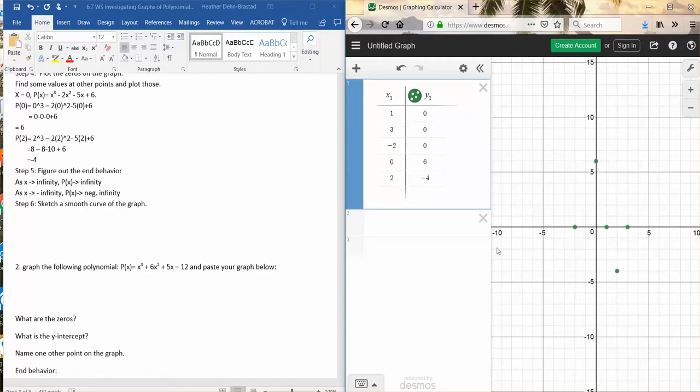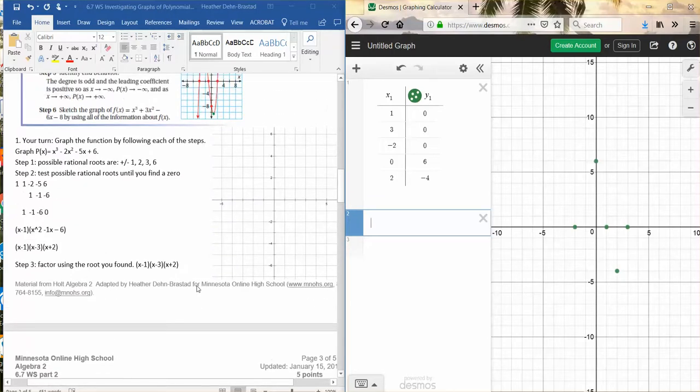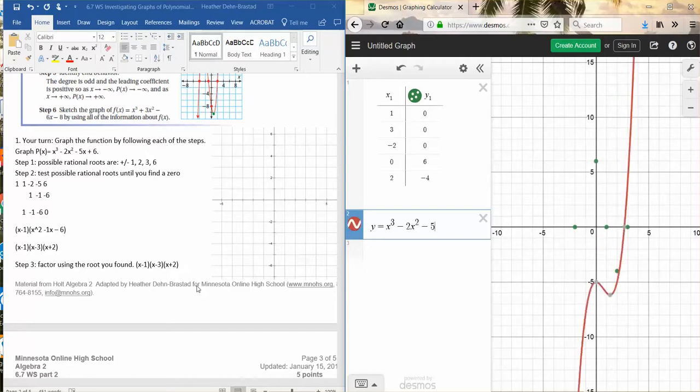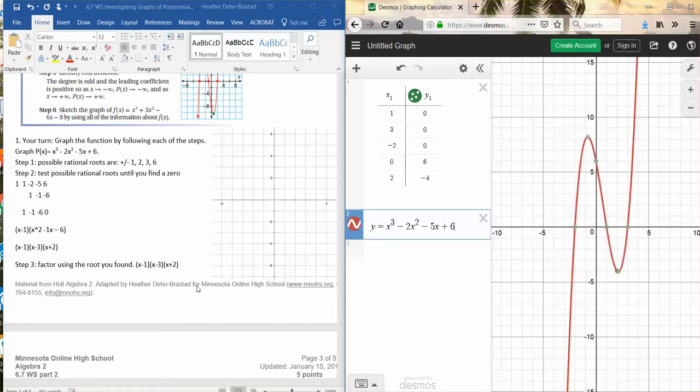But I'm going to go ahead now and use my tools in Desmos to graph using technology, which is how we'll do the rest of them anyway. You know what, I'm just going to call this y just so I don't confuse Desmos. y equals x cubed minus 2x squared minus 5x. It's not yet going through my points, plus 6. Now, look at that, it's going through all my points, and I actually, pretty dang close, found the max and min, or I found the min.